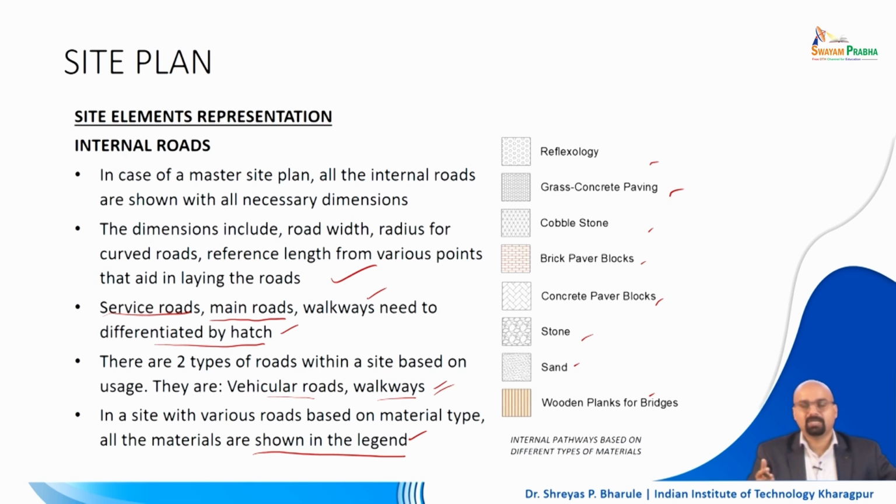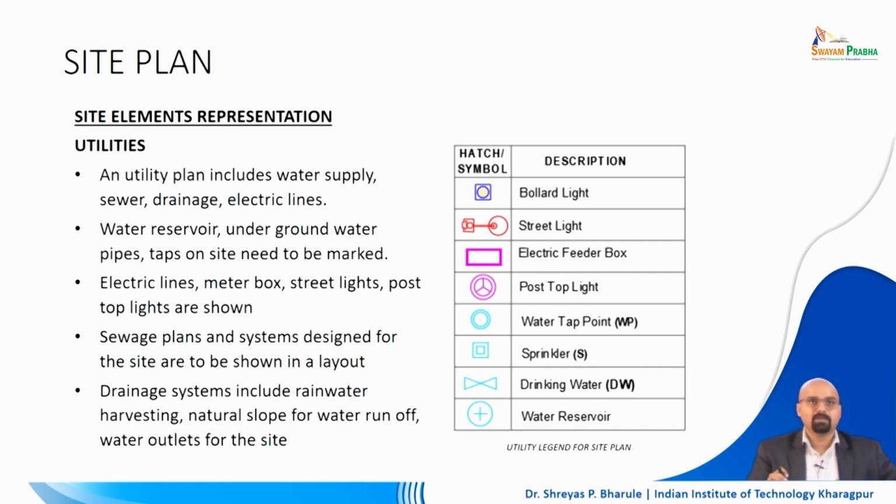If there are various different types of pathways and roads which are being proposed on a site, all of the different materials which will be used for these roads and pathways are to be represented accordingly on a legend. Moving forward, you have utilities. What are utilities? In utilities, you have all the line department supplies, meaning your waterways, your water connection, your power connection, your sewage connection which goes out from the site, and drainage. All of these things are to be represented in a certain way.